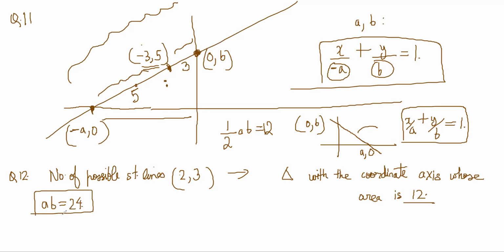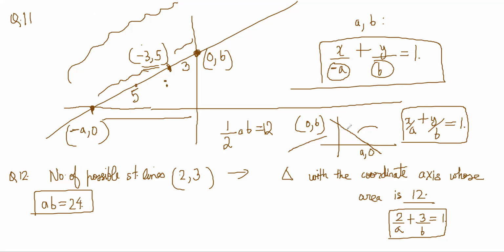ab is equal to 24 is known, and the line passes through (2, 3), right? So the line will be 2/a + 3/b = 1. This is also known, right? So the line looks like it is in the first quadrant. The other possibility could be, no, it cannot be in the third quadrant, right? It can't be.